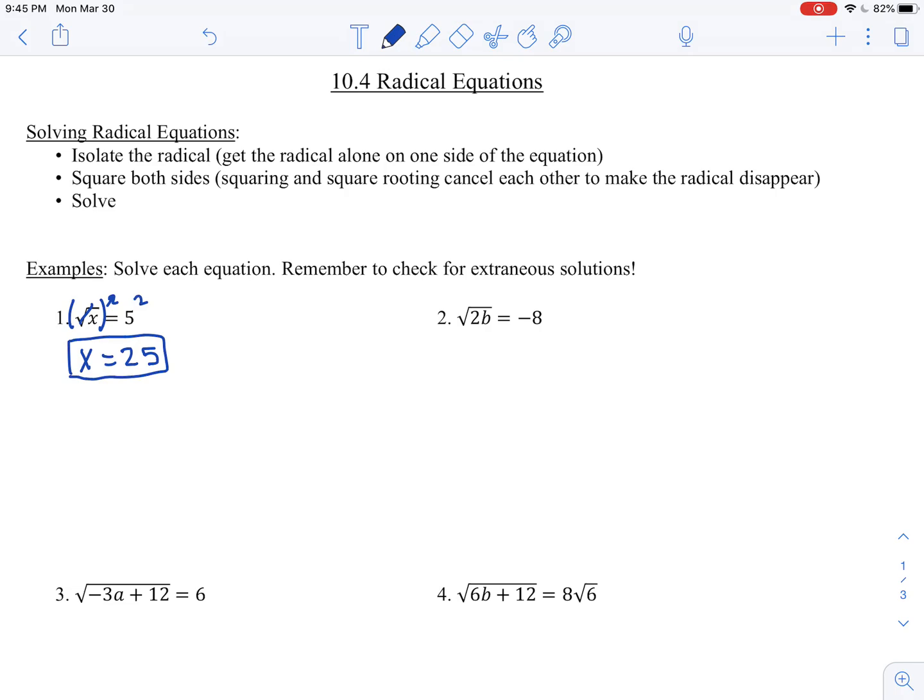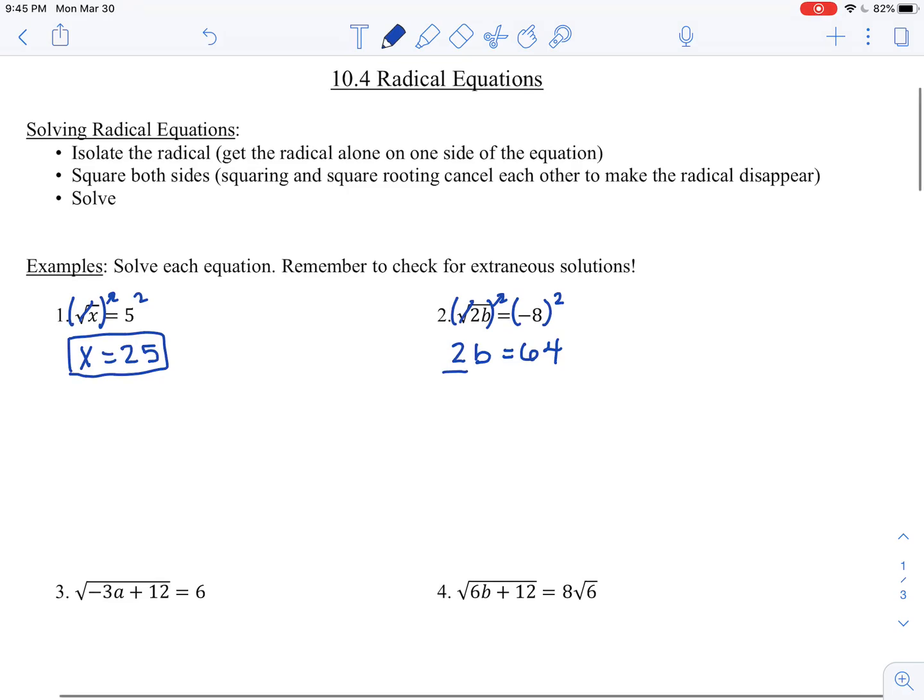Question number 2, again, the radical is already isolated. We have the square root of 2b equals -8. So to get rid of that square root, we're going to square both sides. The square root of 2b squared is just 2b. On the right side, -8 squared is positive 64. And now we can finish solving for b. So divide both sides by 2. And b should be 32.